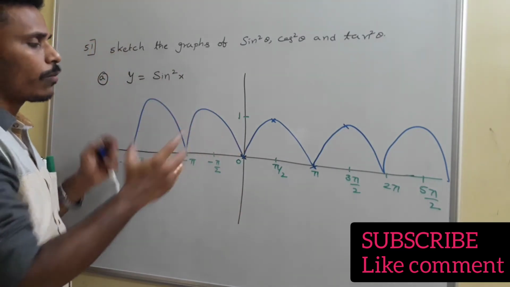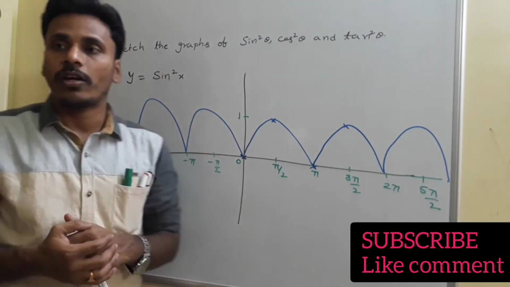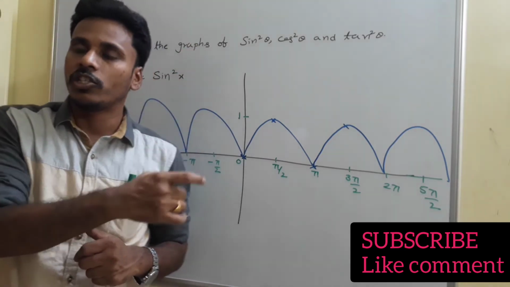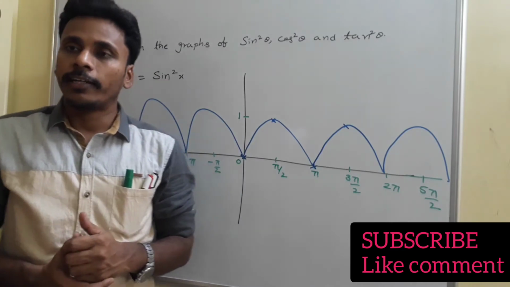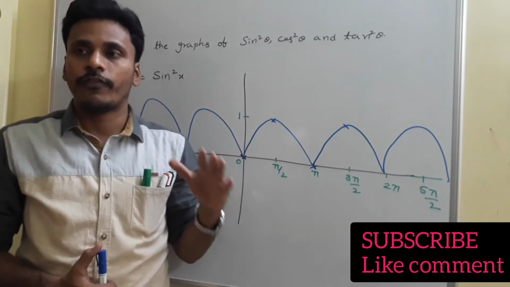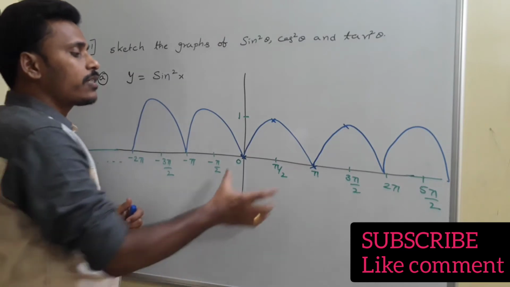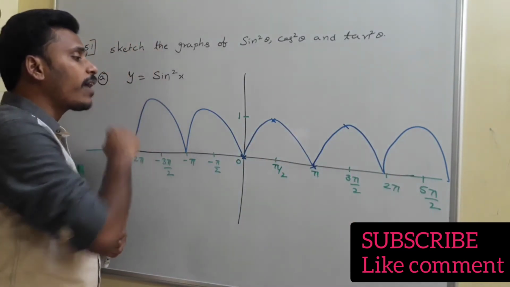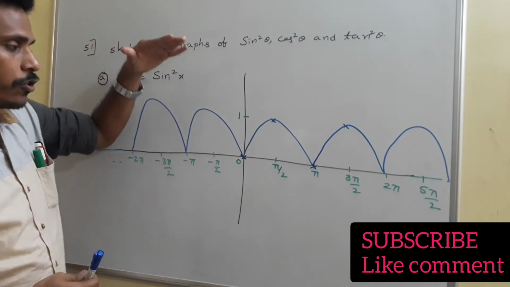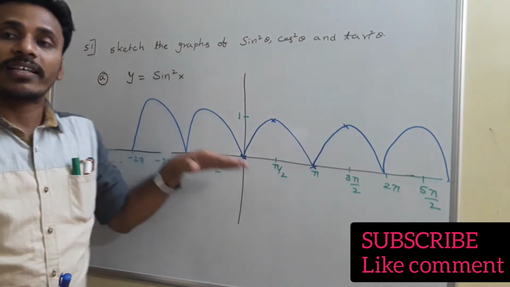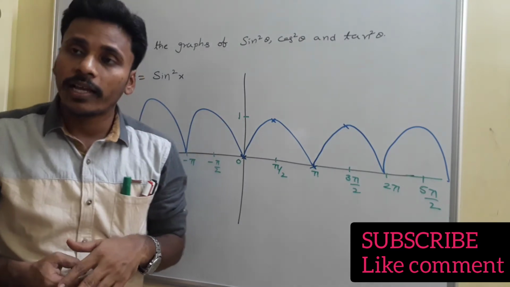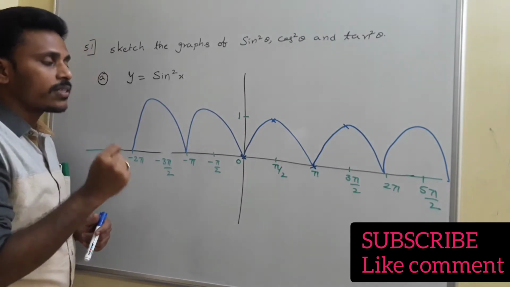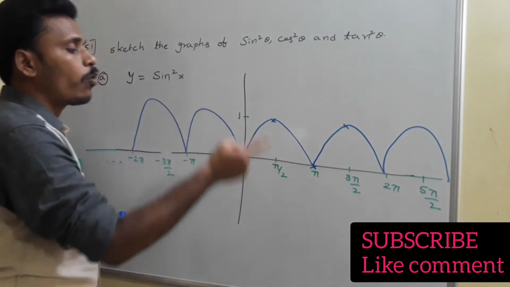While drawing, it may look somewhat different, but if you sketch it on a graph sheet, you get the same peaks in each region of 180 degrees. If you look at the graph of sin x, it is positive in some places and negative in others. But the graph of sin square x is always positive, so it always lies above the x-axis. Not only sin square x, but also cos square x and tan square x always lie above the x-axis.